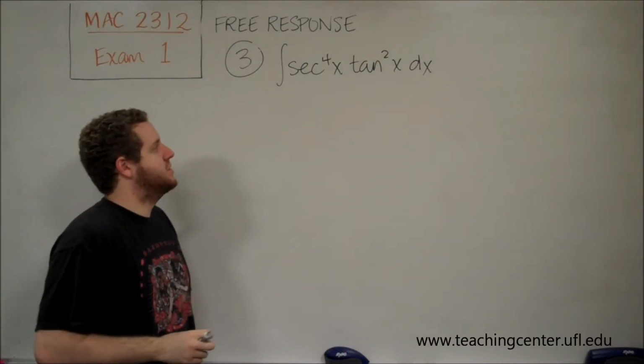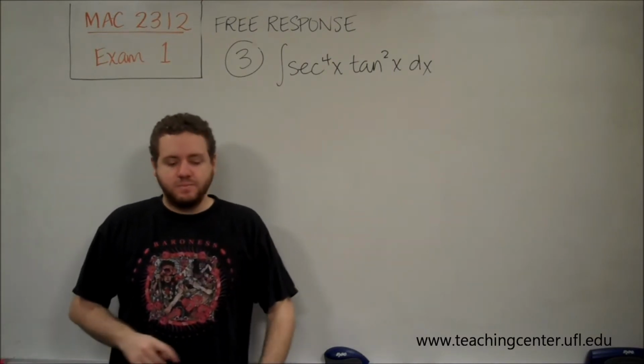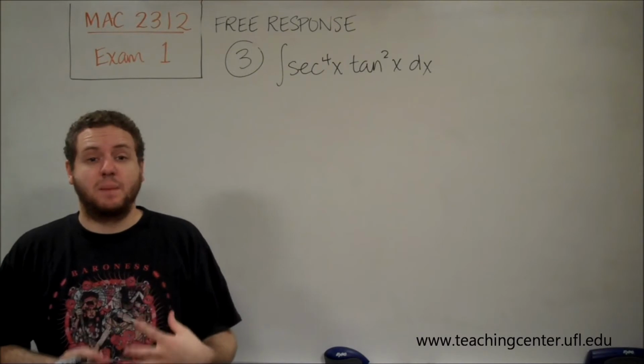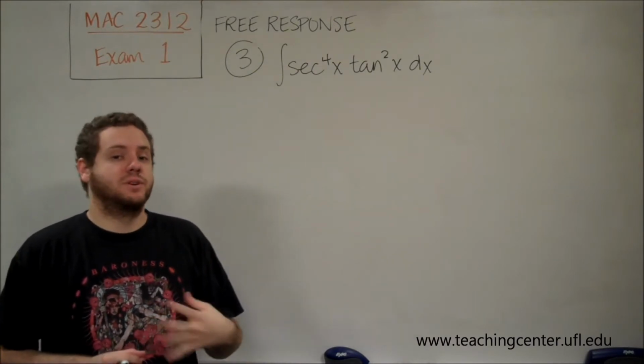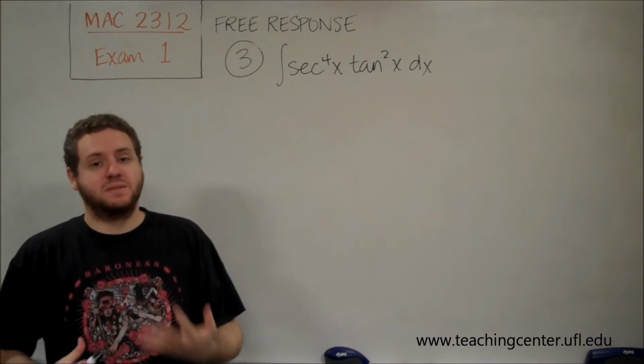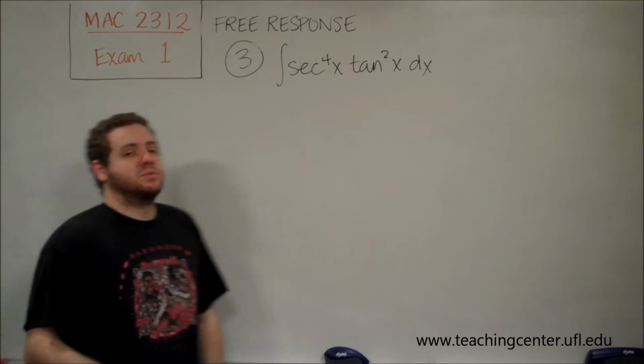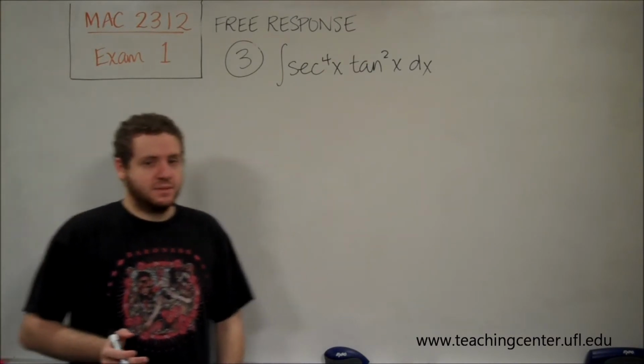To evaluate this trig integral, secant to the fourth of x, tan squared of x dx. This one is just an application of the trig integral rules you have learned up to this point, in terms of what to do with specific powers of trig functions. But even if you forgot those rules, you can definitely figure it out from this.